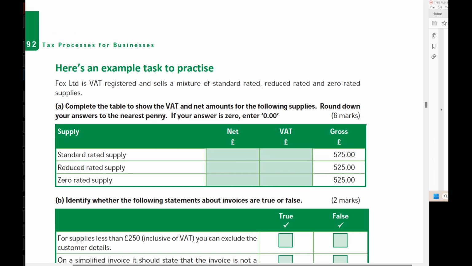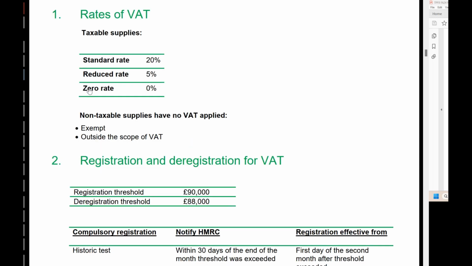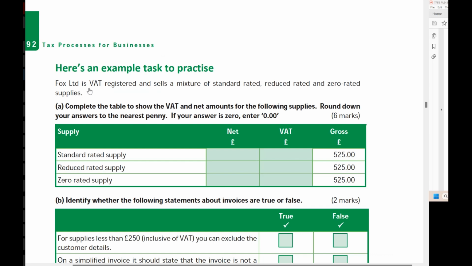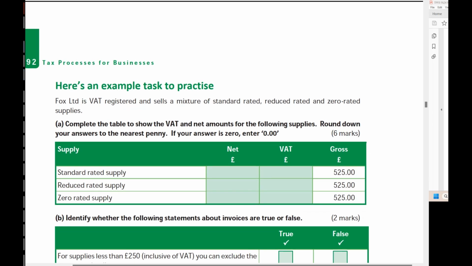Okay, so first one then is a standard rated supply. And if you need to, you can check out the rates of VAT. Standard rated is 20%. Reduced rate is 5%. And because this is a revision course, I am just going to revise a couple of different things before we actually get going with the task.